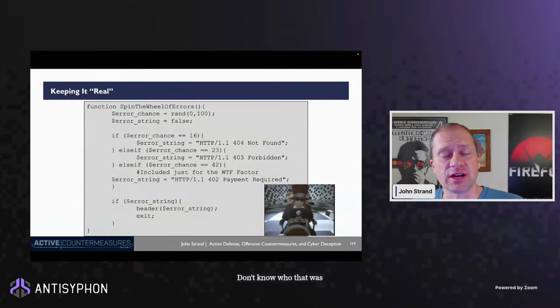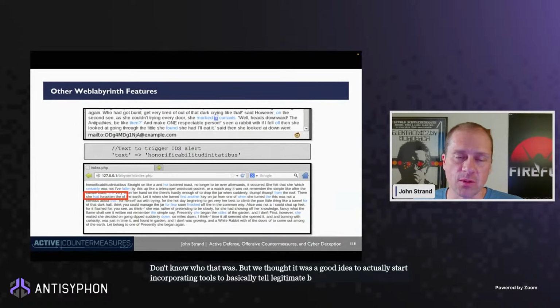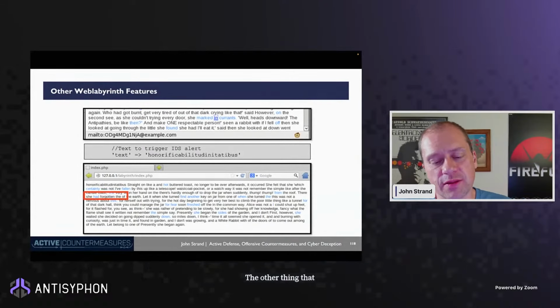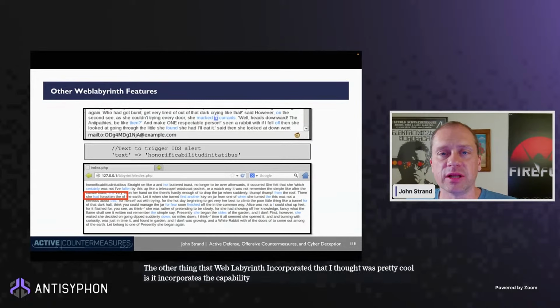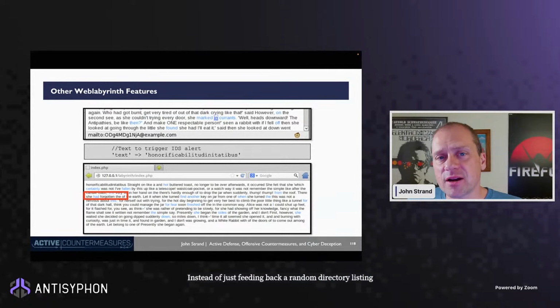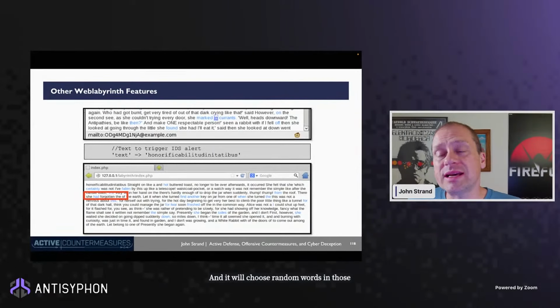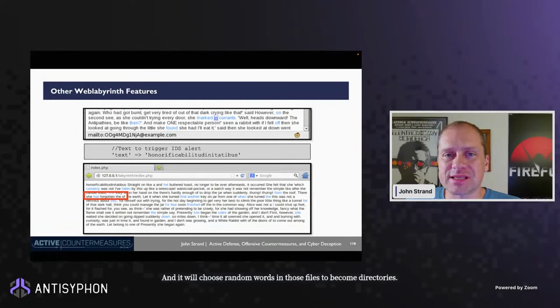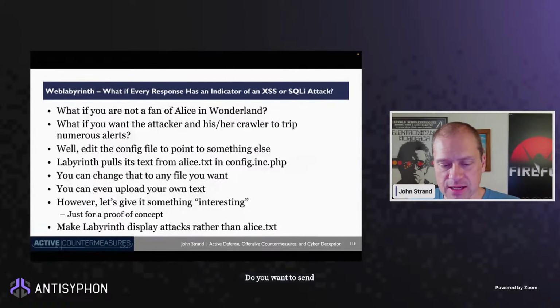But we thought it was a good idea to actually start incorporating tools to basically tell legitimate bots that they need to go away. The other thing that Web Labyrinth incorporated that I thought was pretty cool is the capability, instead of just feeding back a random directory listing, you can feed it a file and it will choose random words in those files to become directories. So it's not a predictable directory set. And also, some of these directories, when you attempt to access them, will be emails. It'll pop up and say, hey, this is actually an email. Do you want to send an email to this person as well?